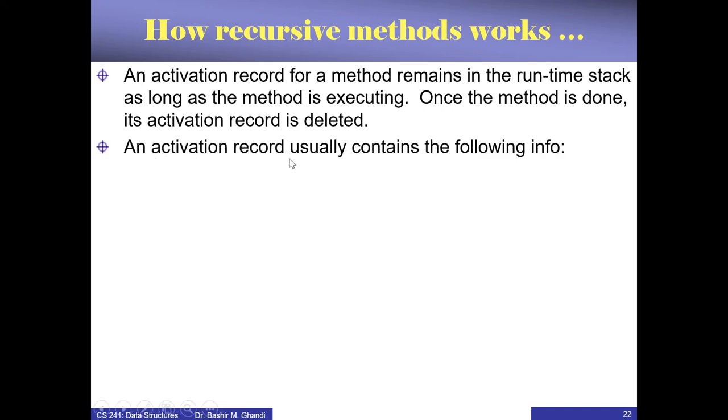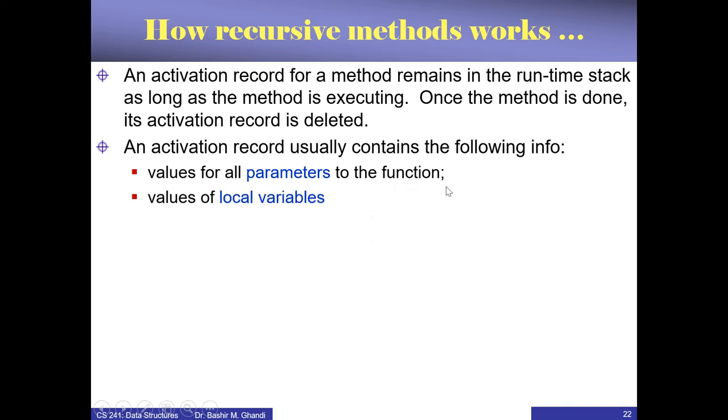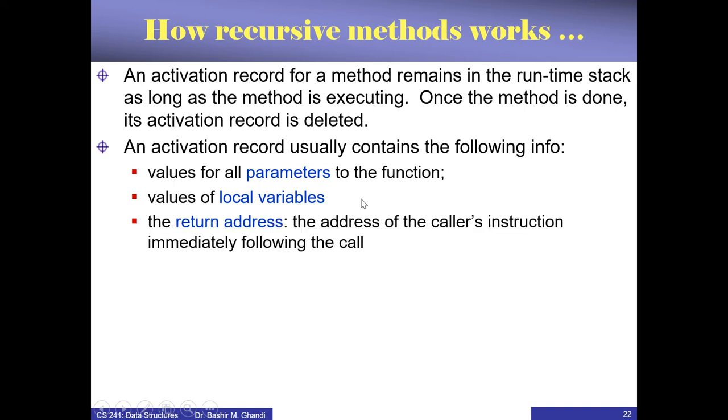So now what do we have inside an activation record? An activation record usually contains the following information: the values of parameters for that particular method or function, the values of local variables, and the return address. So when we leave this method and go to another method, the point where we left the method is going to be recorded in the activation record.